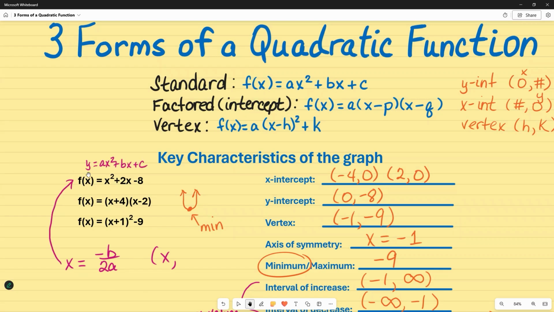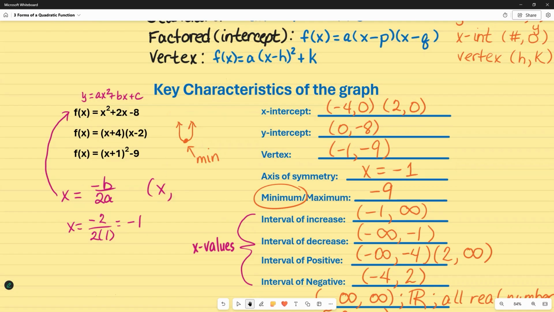So if I were to substitute back into my standard form, my a is the number that's in front of my x squared, because a, b, and c are just numbers, not variables. B would be 2, so I'm going to replace this with -2 over 2 over a. Since there's nothing in front of the x squared, it's 1. And now I just simplify. So x is -1. That's what I'm going to put in the place of my vertex.